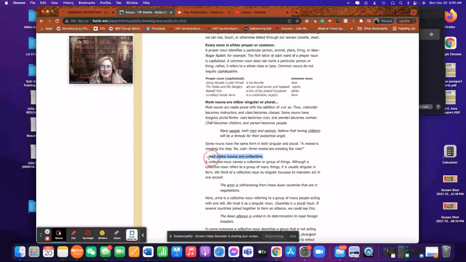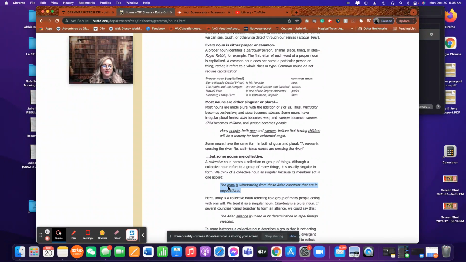And some can be collective, and this is where it gets a little questionable. A collective noun can be a group of things. So the army is withdrawing from those Asian countries that are in negotiation. Now, when we look at the sentence, we see army is. Army is the subject of our sentence. It's what we're always going to look for. We're going to look for the noun or pronoun that's the subject of our sentence.